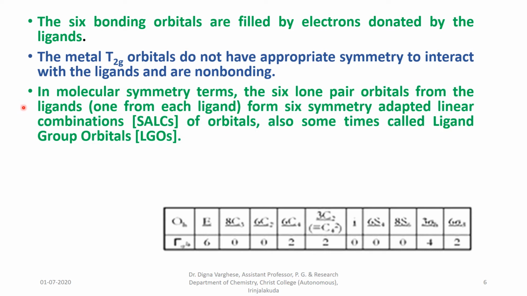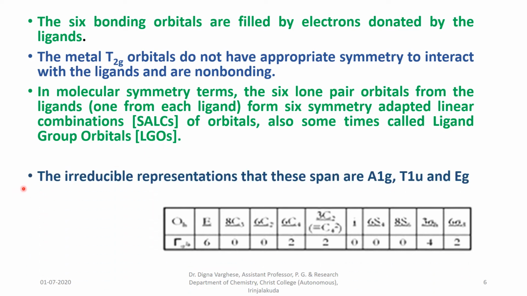In molecular symmetry terms, the 6 lone pairs from the ligands, one from each ligand, form 6 symmetry adapted linear combinations of orbitals, also sometimes called ligand group orbitals, that can overlap with the metal orbitals to form sigma bonding in octahedral complexes.